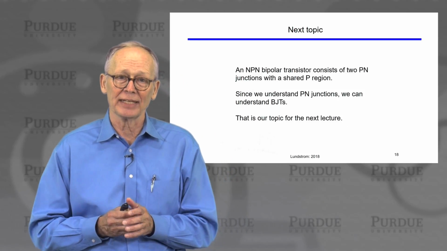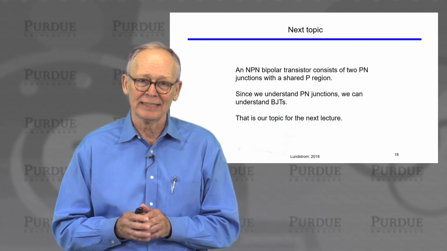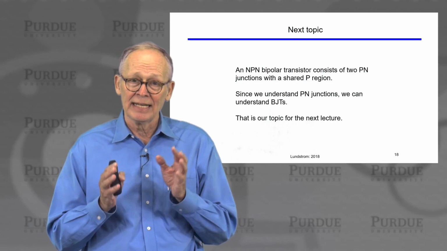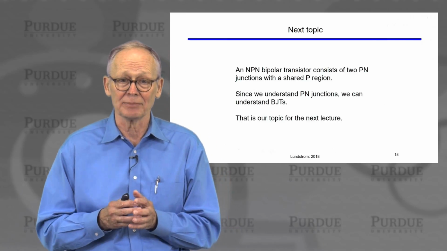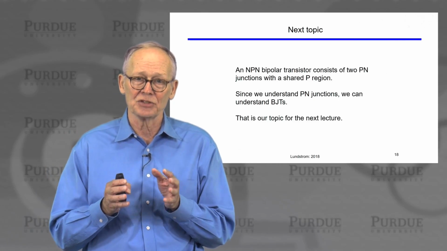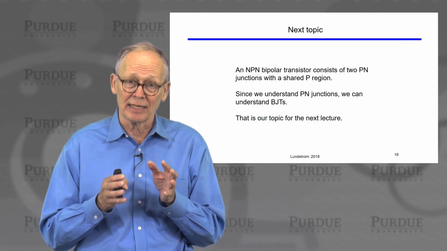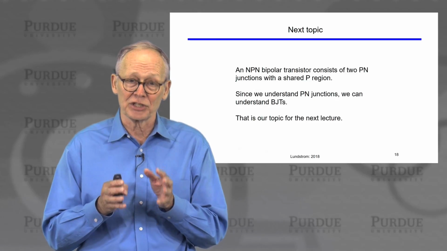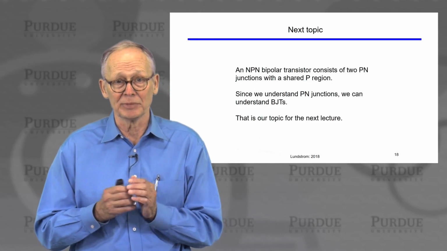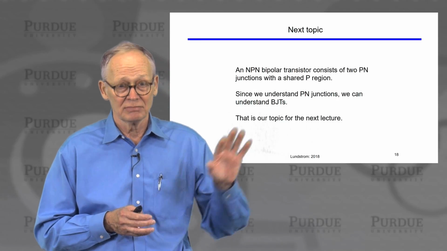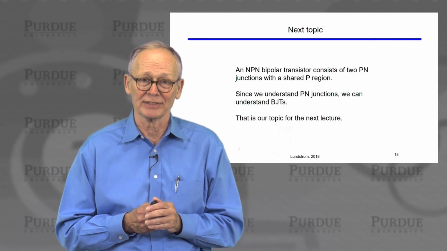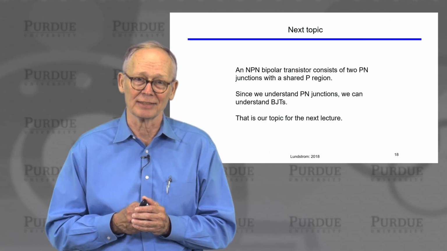Okay, we're ready now then to take a quick look at bipolar junction transistors. An NPN bipolar junction transistor, or PNP for that matter, consists of two PN junctions. In the NPN bipolar transistor, there is a shared P region. In the PNP, there would be a shared N region. Since we understand PN junctions, we should be able to understand bipolar transistors. That's what we'll discuss in the next lecture.